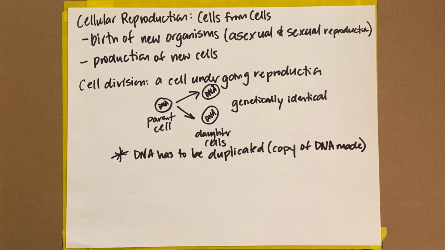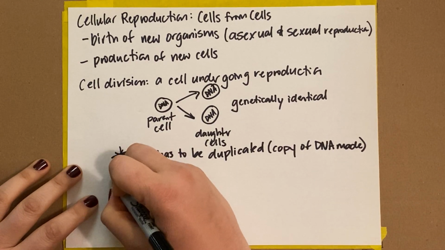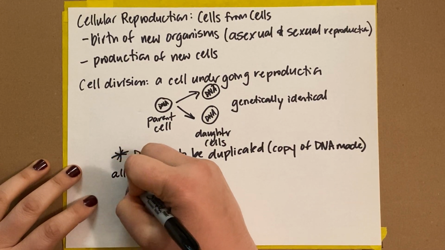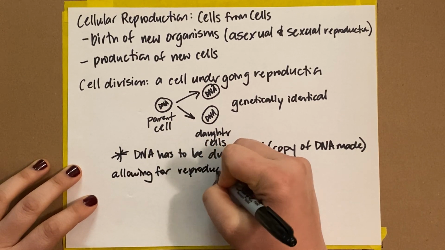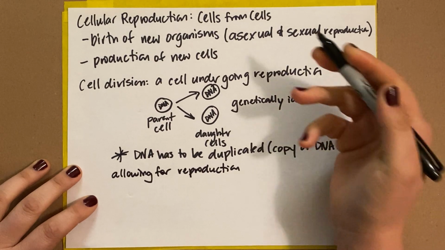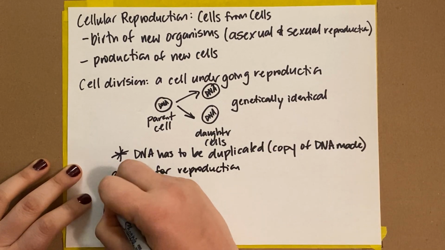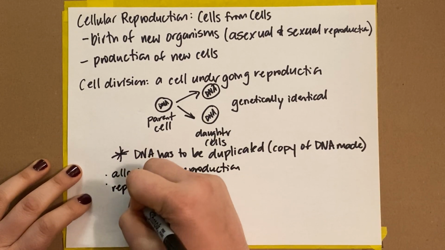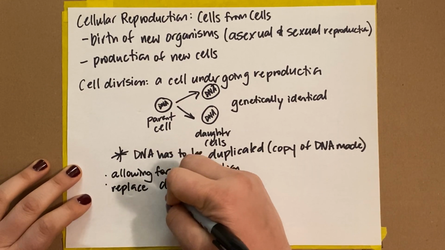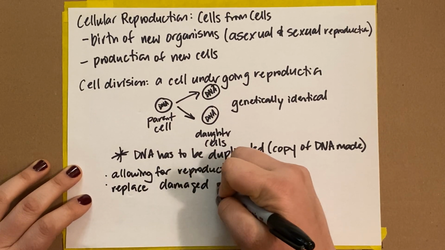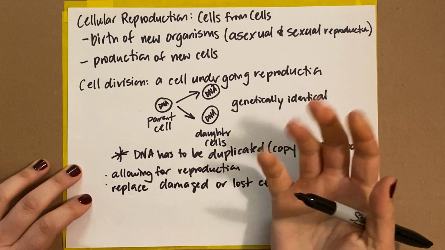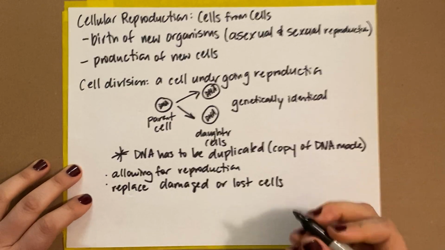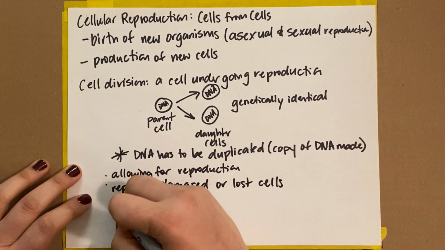Now when we talk about cell division, again, it can have to do with allowing for reproduction, asexual or sexual. It can replace damaged or lost cells. So when you hurt yourself, you have to be able to make new cells to fill in the gap of that. And it also permits growth.